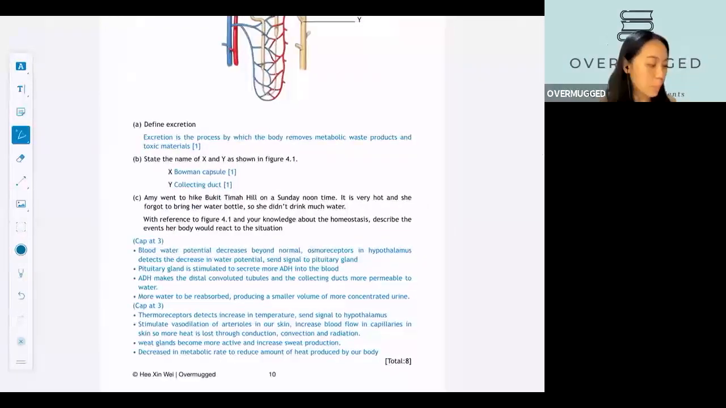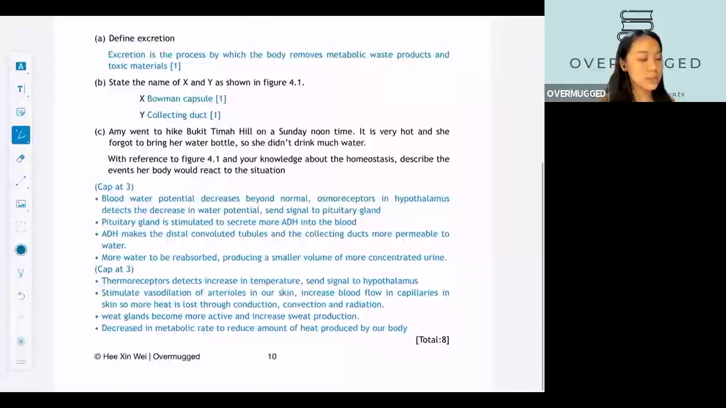Define expression, copy from the notes, labeling, copy from the notes. Okay, this part C is quite a long question, right? It said that Amy went to Bukit Timah Hill on a Sunday noon time. I don't understand why people want to hide at such a hot time, but okay, very hot. She forgot to bring her water bottle, so she didn't drink much water.